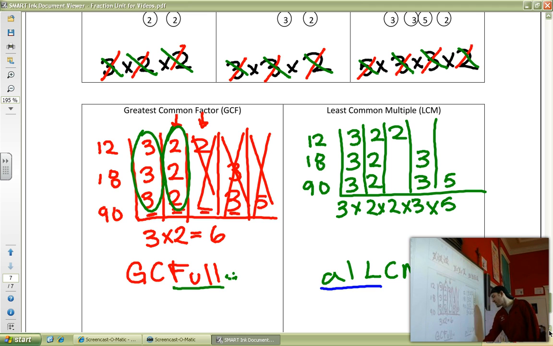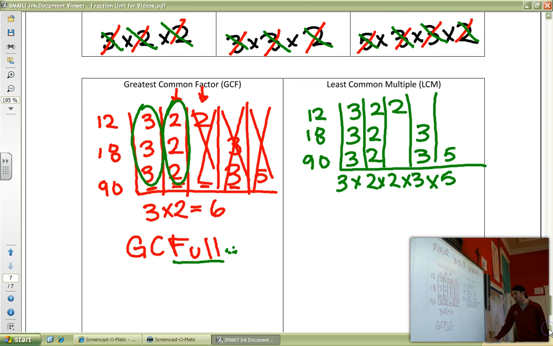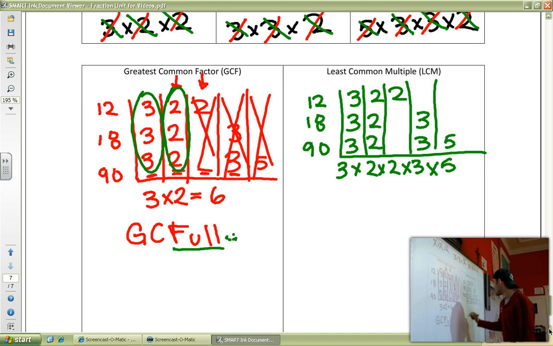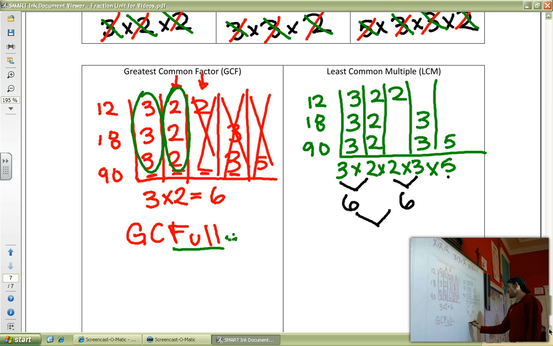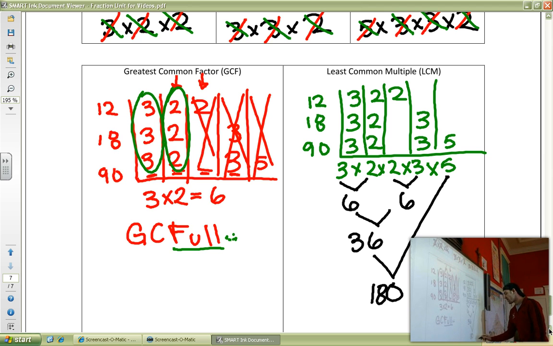So I'm going to erase this right down there so that we have a little bit of room. Now, I'm going to connect these up. This 3 times 2, that's going to give me a 6. This is going to be a 6, and this is going to be 5. I'll show you what I want to do with that later, though. I want to do this. This is 36, and then I'm going to do 36 times 5. Well, 30 times 5 is 150, plus 6 times 5 is 30, so a total of 180 is our least common multiple.